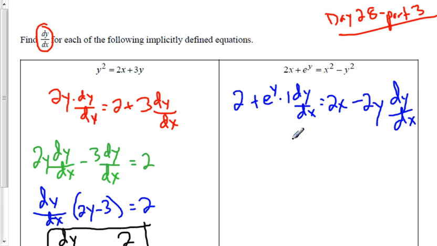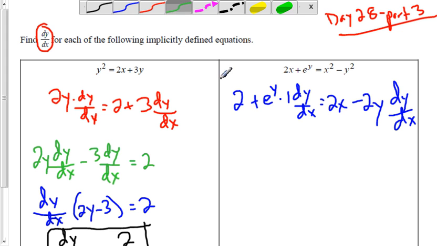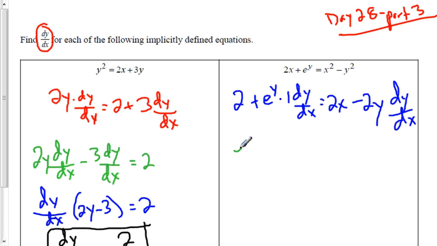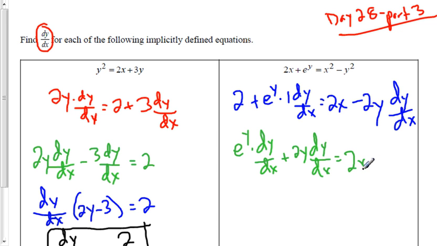So now I want to get the terms with the dy/dx on the same side. I'm going to bring them over to the left, and then I want everything else over to the right side. So let's keep my e to the y times 1, and we're just going to write it as dy/dx. I'm going to add 2y dy/dx to both sides, and then I'm going to subtract 2 from each side.